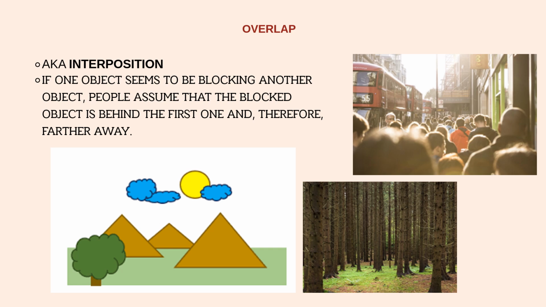Let's look at another one, overlap. As the name suggests, it means blocking something. So when an object is blocked by other objects, we perceive it to be very far away from us. If you look at this image of a mountain, we know that the mountain in the middle might be farther away than the other two mountains, because the other two mountains are overlapping the image of the middle mountain. This is also called interposition, basically meaning interruption of some kind.